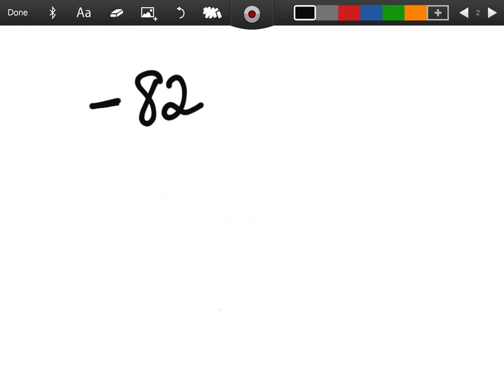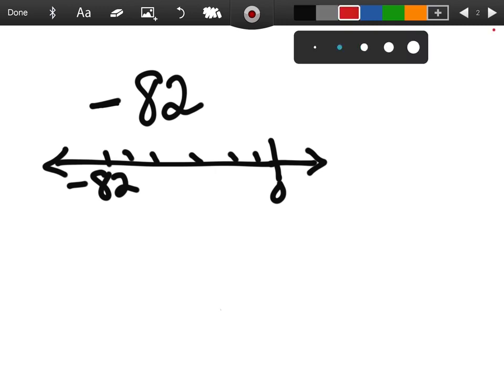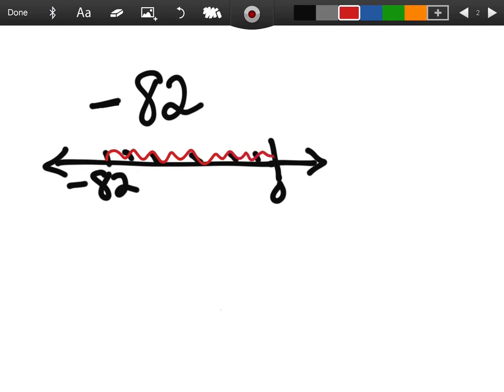-82. Well, again, if I had a number line and this is 0 and I'm going down here and I've got all these marks, somewhere way down here is -82. And I know that if I count all these numbers between there, I'm going to get 82. Okay? Even though it is -82, it's actually going to be 82 units as my distance.